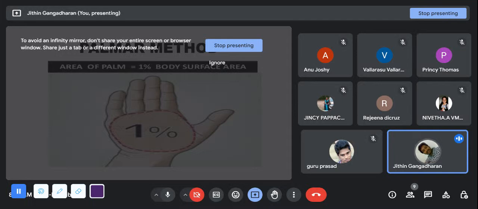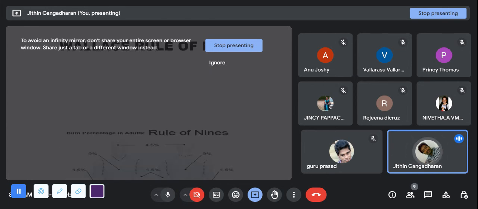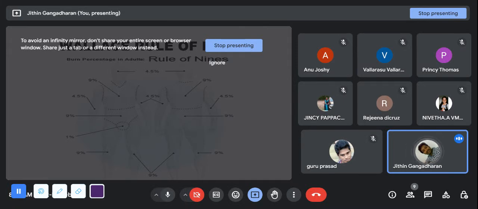Palm method means the area of your palm is considered as 1% of your TBSA, body surface area. See, why is this 1%? So when you cover your hand in each and every area, you will calculate 1 plus 2 plus 3 like that. So that is the palm method. Next method, Wallace rule of 9. See, this is the rule of 9 which we are using nowadays.